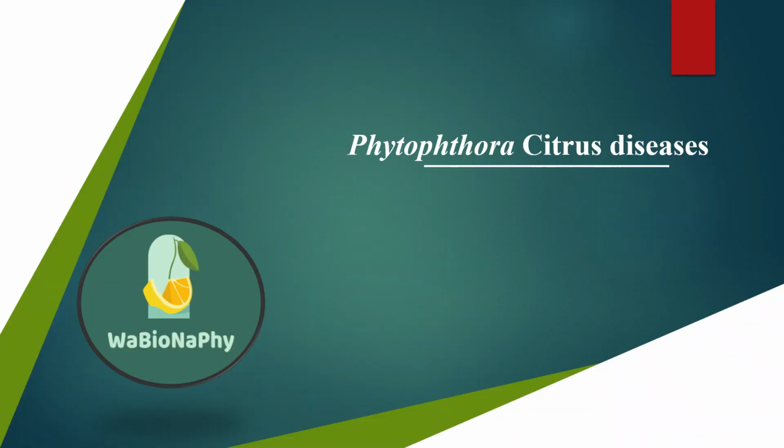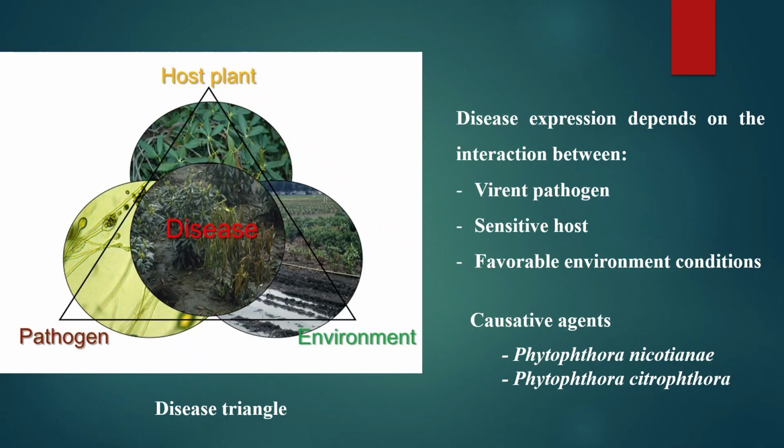In citrus crops, Phytophthora constitutes a dangerous pathogen. Before talking about Phytophthora citrus diseases, I would like to explain a fundamental principle in phytopathology, which is the disease triangle. For the expression of any plant disease, we need the interaction between three critical factors: the virulence of the pathogen, the susceptibility of the host, and the existence of a favorable environmental condition. So when those three elements occur together, a disease can develop.